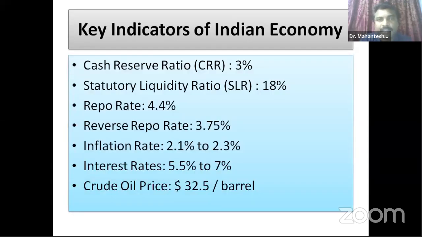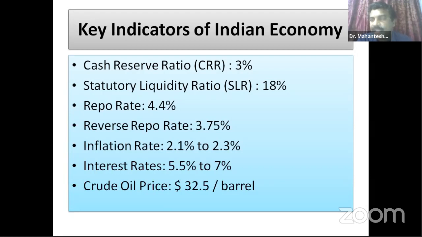Then, extending to some more key indicators, let us look at CRR. CRR is the cash reserve ratio. Cash reserve ratio is reduced from 4% to 3%. Recently the RBI governor announced that it will be reduced by 100 basis points. 100 basis points means 1%. In almost a decade, the CRR was not reduced by 1%. 1% is a big change in the CRR.